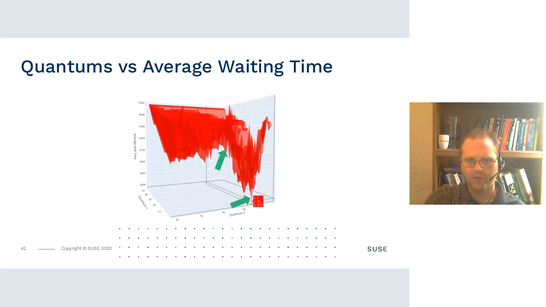The data clearly shows that the first Q should have a relatively small quantum value in order to decrease waiting time. The optimal set of quantums for waiting time is 2 for the first Q and 13 for the second Q, which is illustrated by the minimum point on the graph right here.